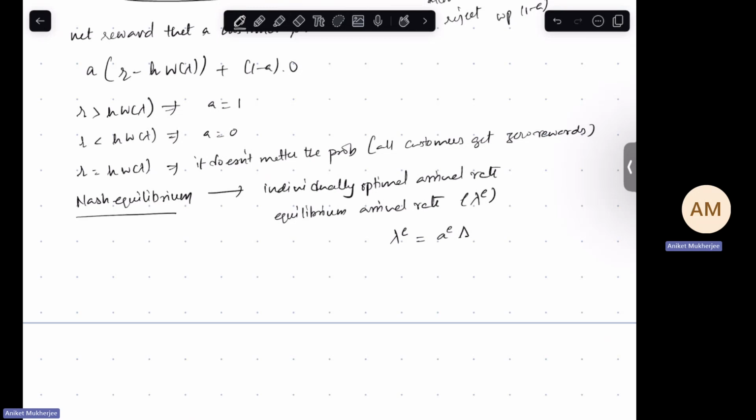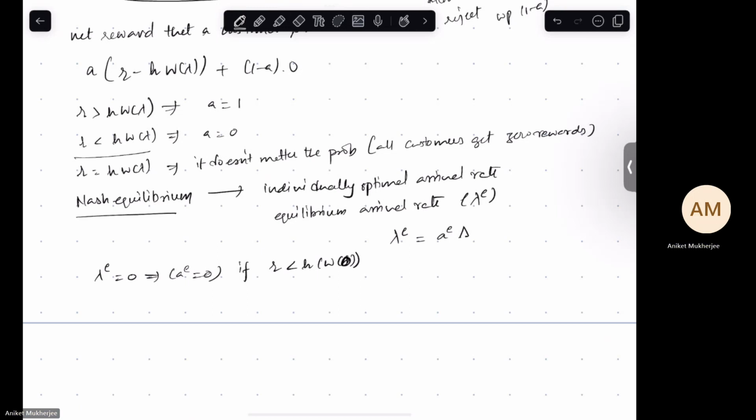So what follows is lambda e equal to 0. This implies A equal to 0. If A equal to 0, then lambda equal to 0, if R is less than H W lambda. If R is less than H W 0, this implies that R is less than H W lambda. If R is less than H W lambda, this implies that A equal to 0. Okay, this is case 1.